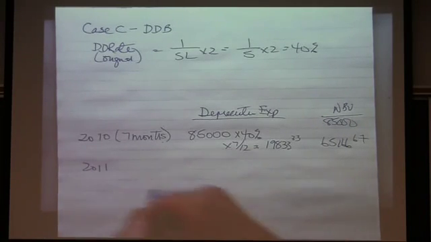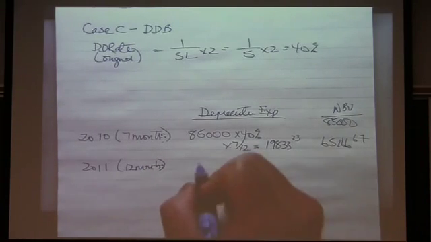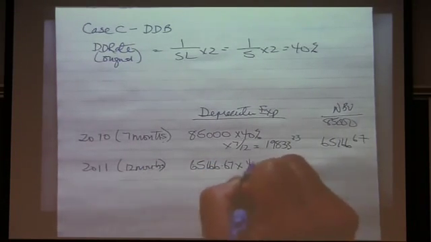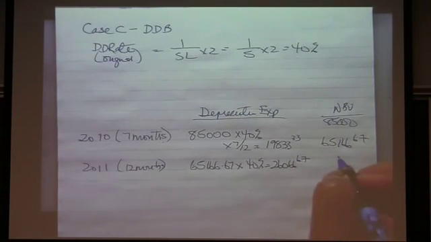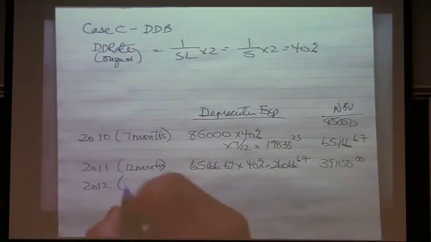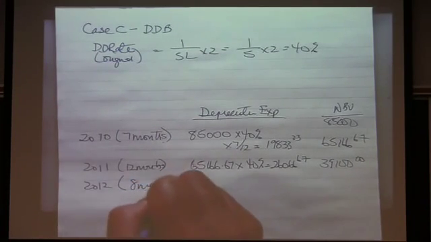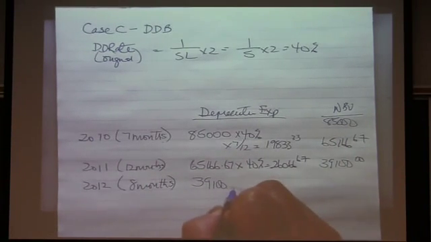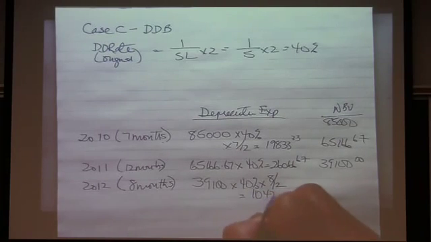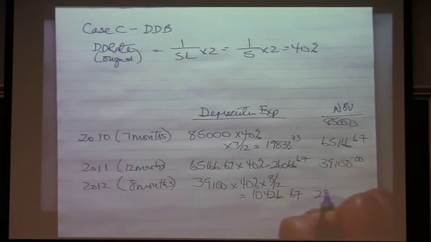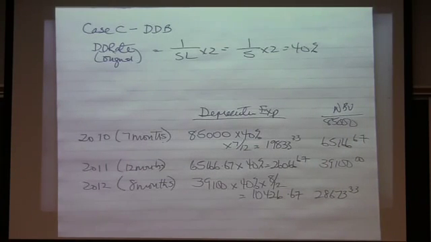For 2011, that's 12 months. We're going to take net book value of $65,166.67 times 40% is $26,066.67. And I got $39,100. 2012, prior to the change, we know that was 8 months. So we take the net book value times 40% times 8 over 12. And that should give us $10,426.67. So net book value is $28,673.33. This is the net book value as of September 1st, 2012.